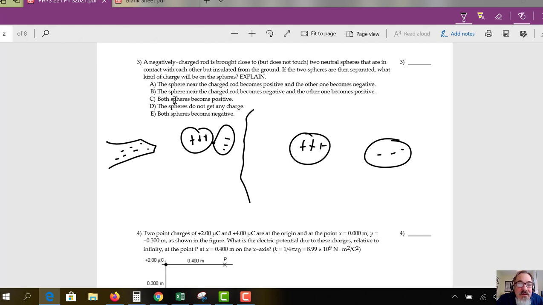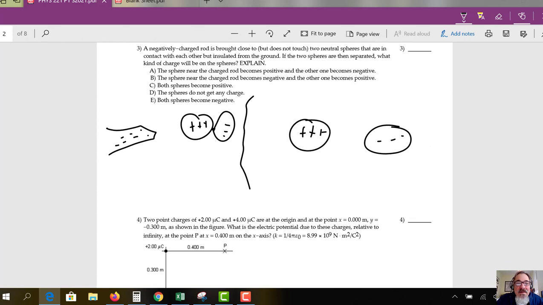Okay, so let's see what we have here. The sphere near the rod becomes positively charged. The other one becomes negatively charged. Okay, I think it's choice A. Okay, that's the opposite. Both become positive. The spheres do not get any charge. Well, that's not true. Okay, so good. So choice A, and that's the reason why we've induced this to happen. Okay, good.